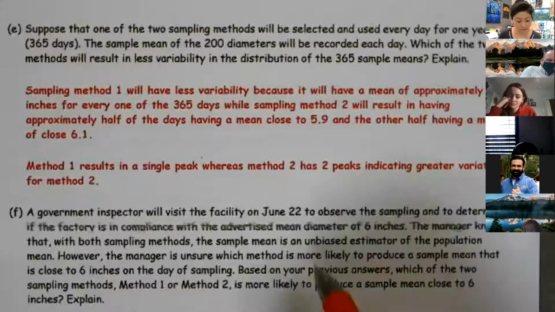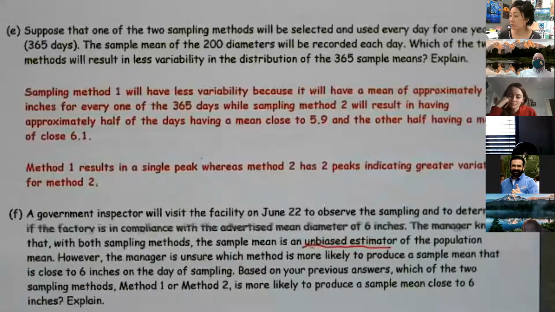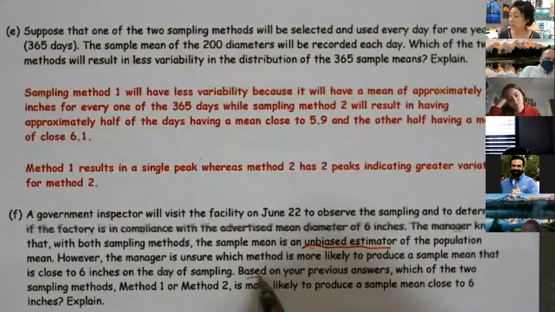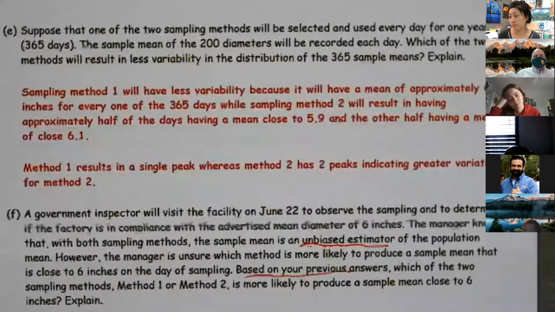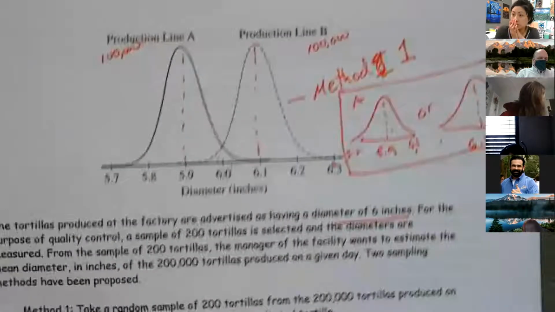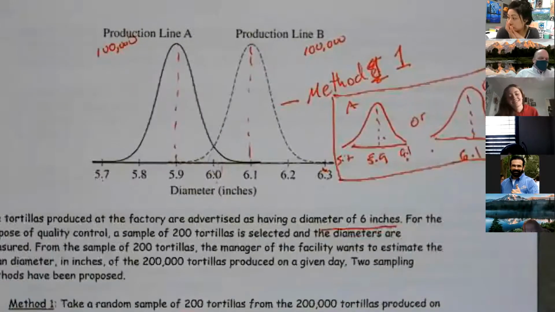I'm just going to take a moment and say unbiased estimator means they know that the sample mean equals the population mean. All right, the sample mean equals the population mean. Based on your previous answers, and this is really key, when you see this phrase, use your previous answers. Which of the two sampling methods, method 1 or method 2, is more likely to produce a sample mean close to 6 inches? I'm just going to go back to my drawing that we had at the very beginning.